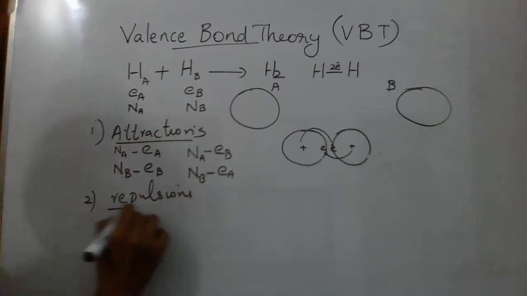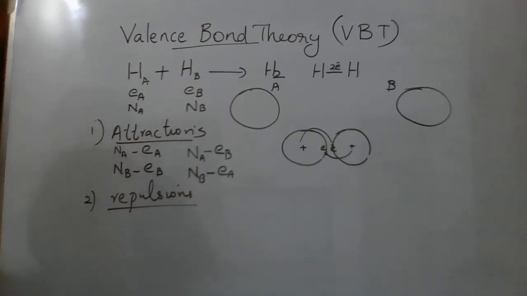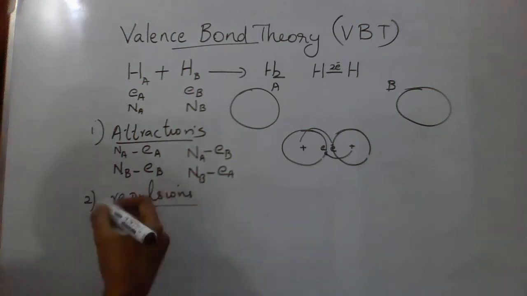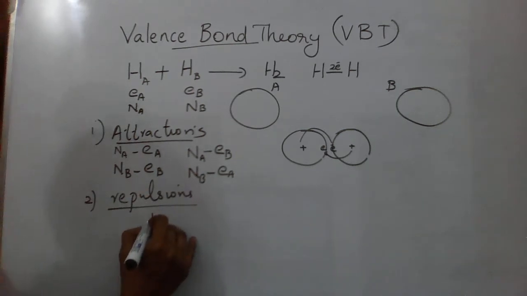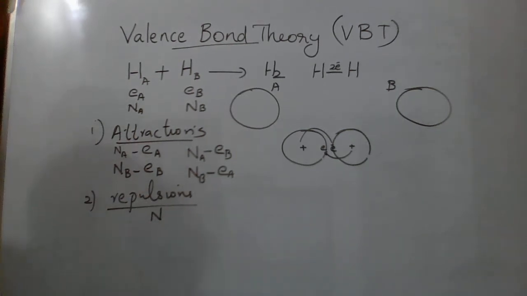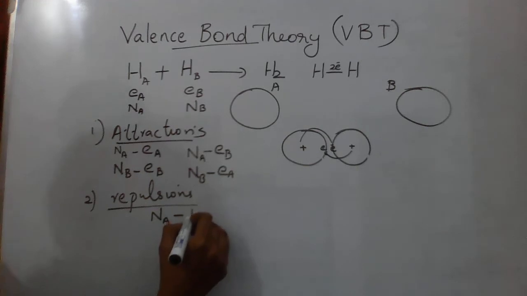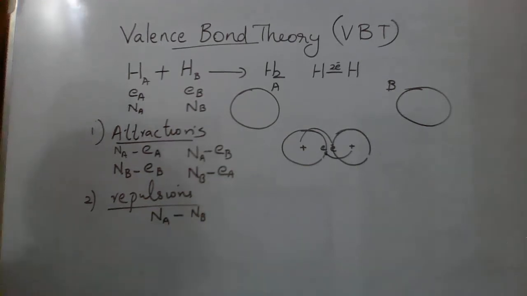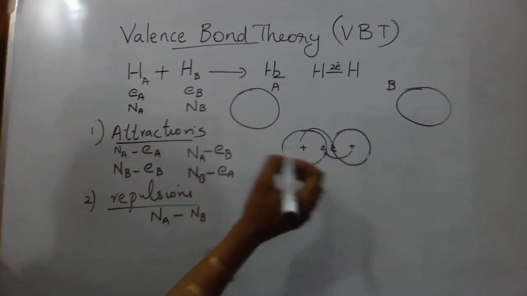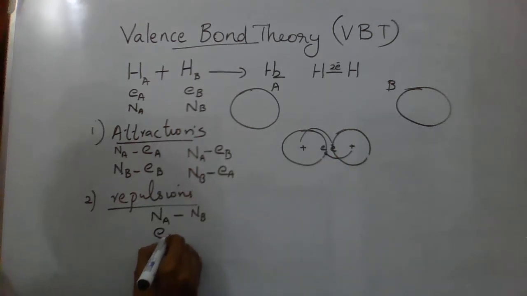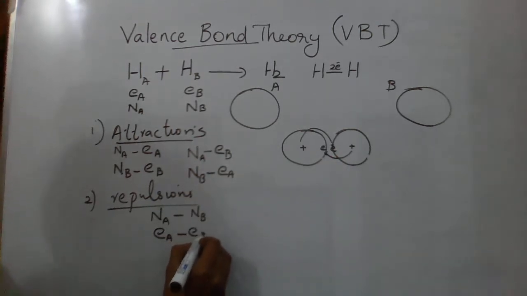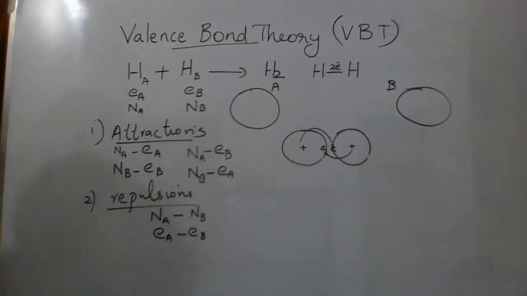And there are repulsive interactions. The repulsions arise between nuclei of the two atoms, right? We know nucleus is positively charged. Like charges repel one another. So, nucleus of atom A repels the nucleus of atom B. Similarly, electrons in the two atoms will also repel. Electron A, electron B repel one another.